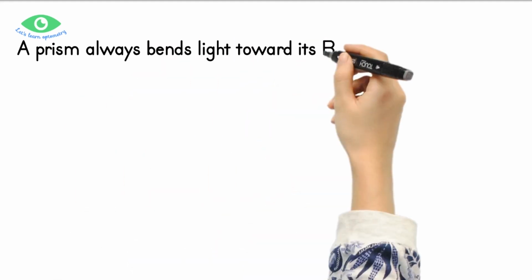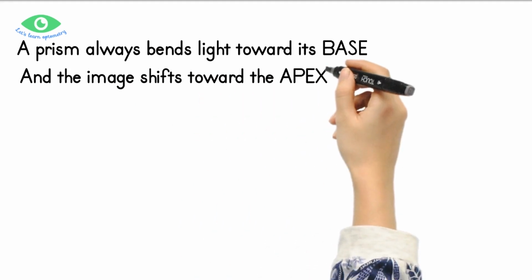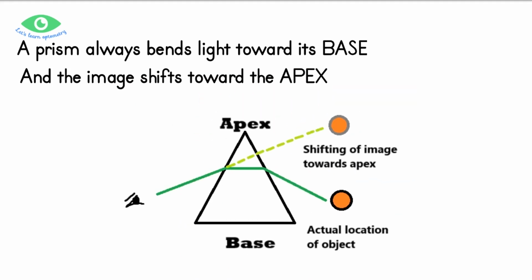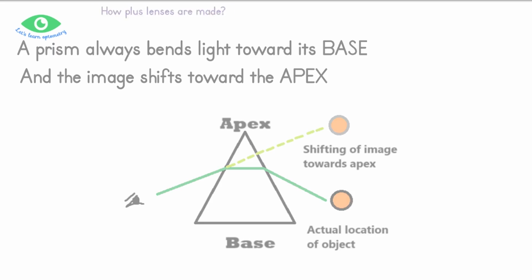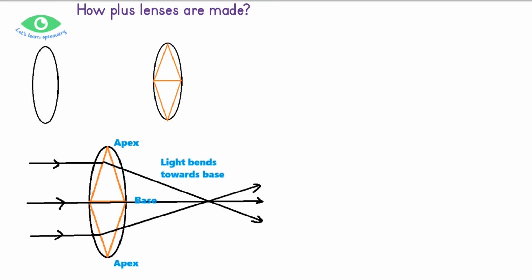Before explaining the lens structure, remember a prism always bends light towards its base and the image shifts towards the apex. This is the key before understanding the lens structure. How plus lenses are made? Plus lenses or convex lenses are made with a base to base prism arrangement. Because prisms bend light towards their bases, light rays from both sides are bent towards the center. They converge to a focal point.